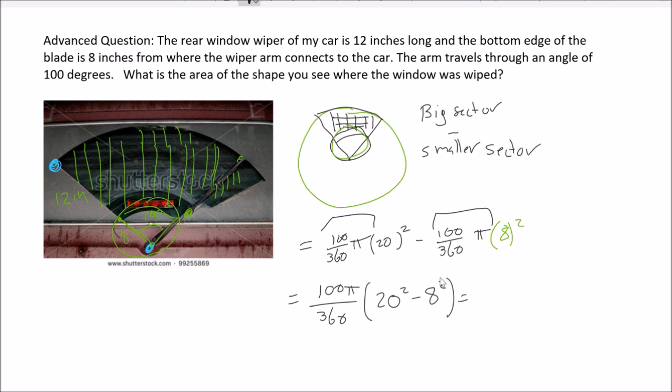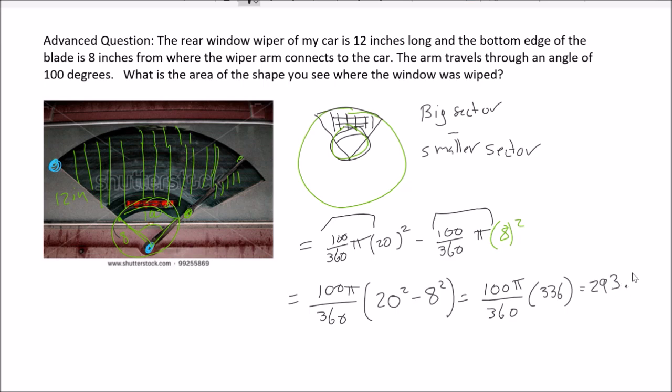So here I go. What I'm going to do first is 20 squared minus 8 squared. And I get 336 when I do that. So I have 100 pi over 360 multiplied by 336. And so what I'm going to do now, I'm just going to multiply across the top. So 100 times pi times 336. And we're going to divide that by 360. And I get 293.2.